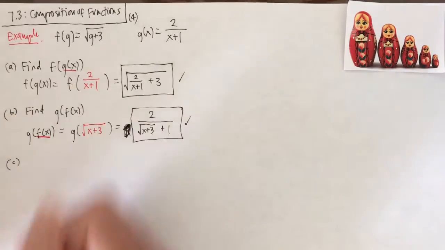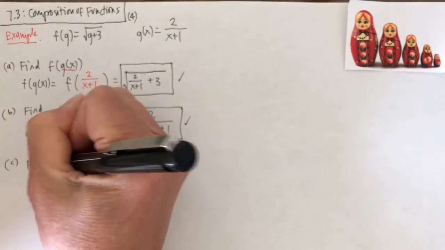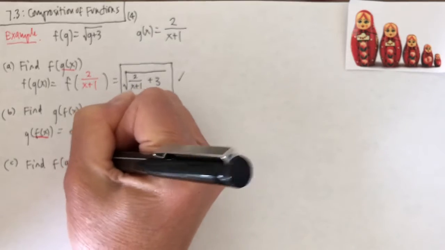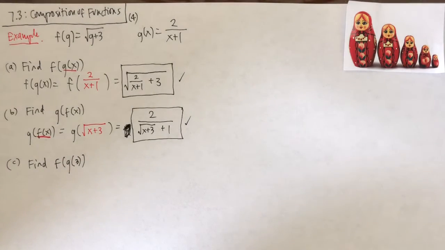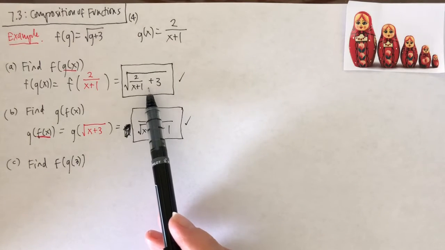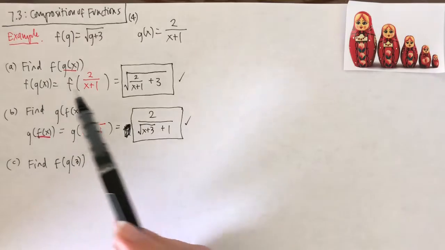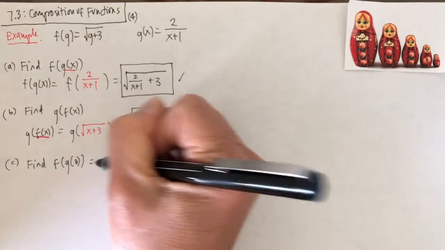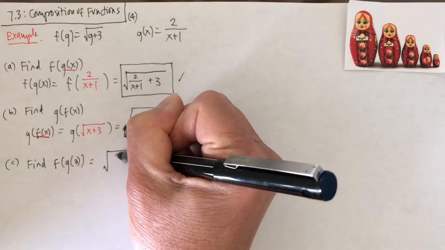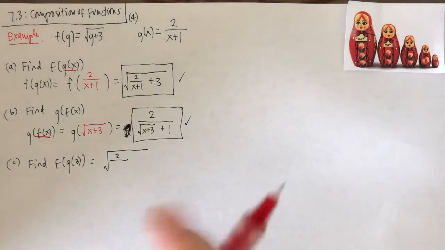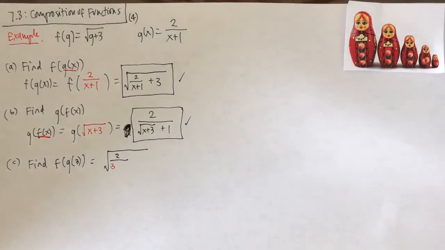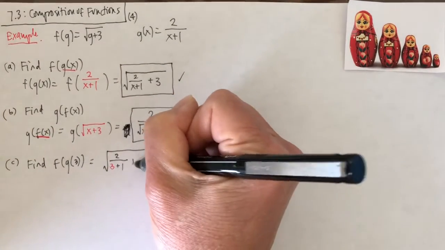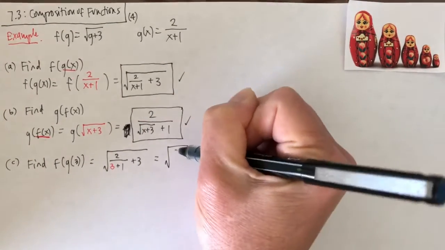Okay, last thing, I'm going to find f of g of 3. There's different ways I can do this. I'm going to use this formula up here that I just found. I know I have a formula for f of g of 3. So this will be the square root of 2 over my input, 3, plus 1, plus 3. And we can simplify that.